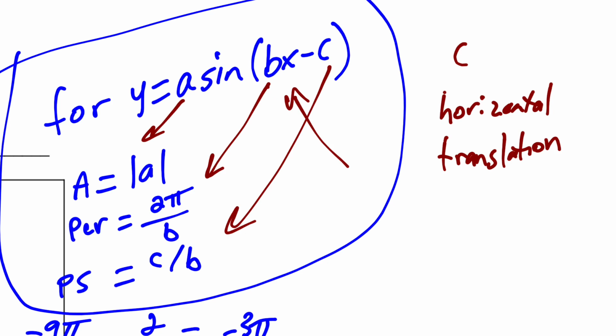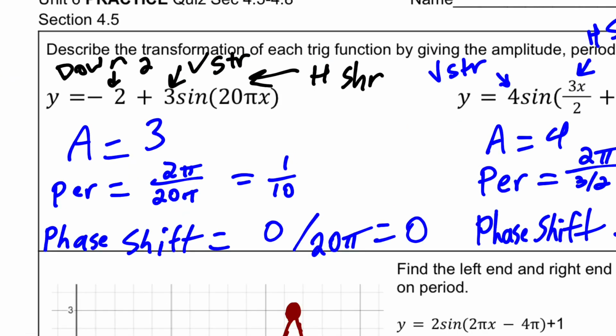So that's why PS stands for phase shift. It's the ratio of C over B. Now keep in mind that you're taking the opposite for C. So if it's BX minus 7, then C is 7. And if it's BX plus 7, then C is -7. So for this particular function, we see that the first part here is a vertical translation down 2. This is a vertical stretch. That's our amplitude, 3.